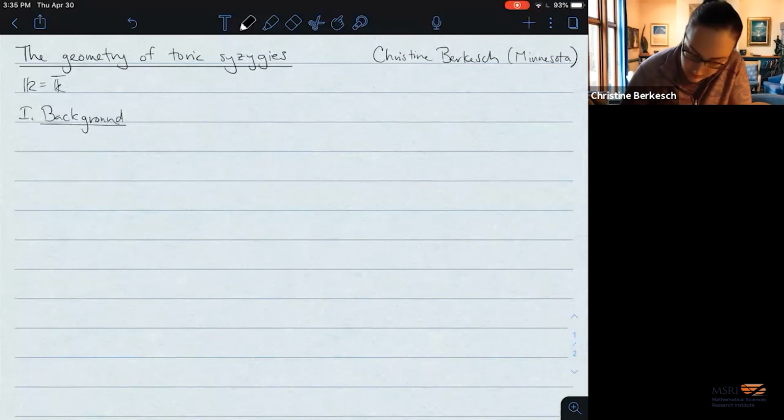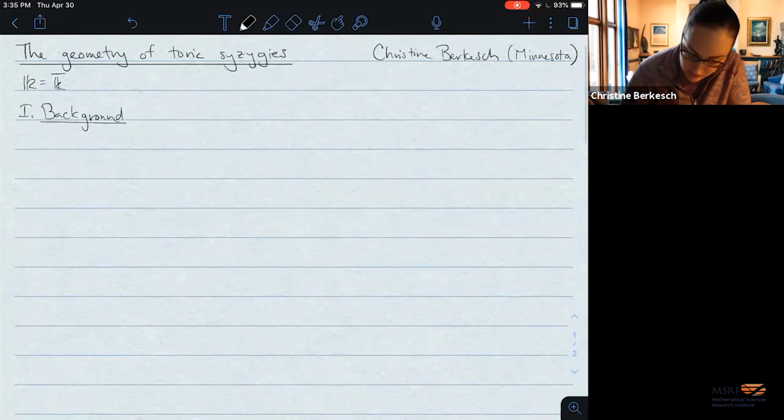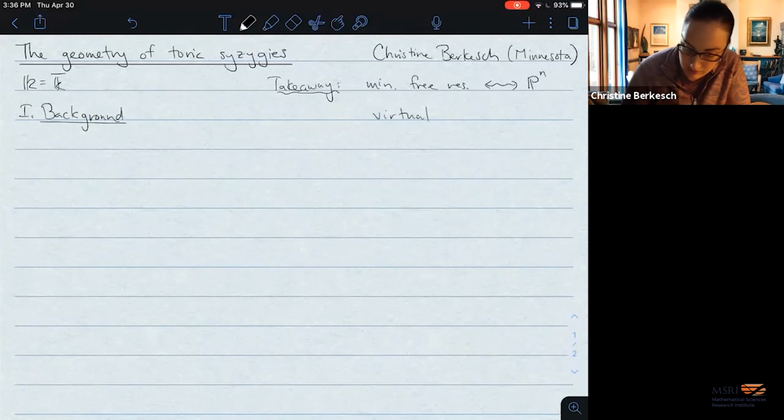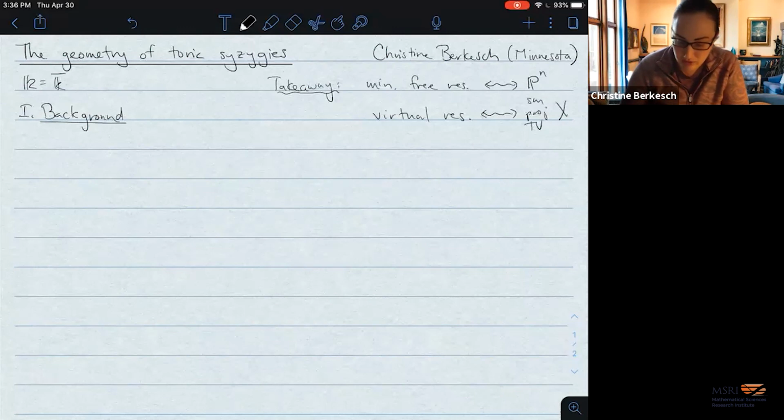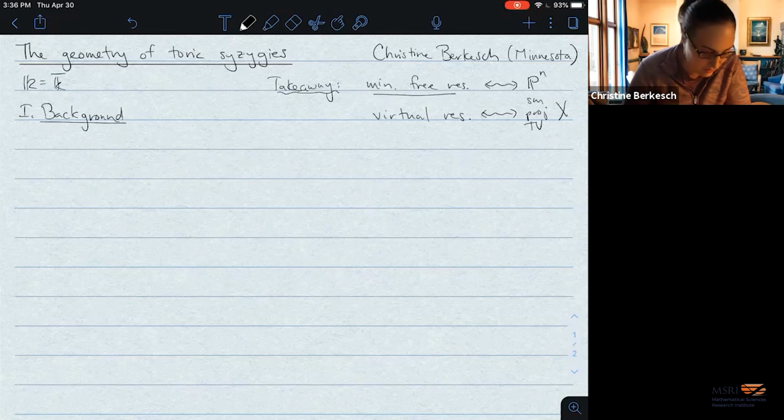And maybe before I even say that, I'll just say the takeaway for this whole hour or 45 minutes is that what a minimal free resolution is for projective space is what I will define to be a virtual resolution will be for our smooth projective toric variety. All right, so that's the parallel that we're looking for. So what sorts of things do I want you to think about when it comes to minimal free resolutions in projective space? That's what I want to get at introducing in the background section.